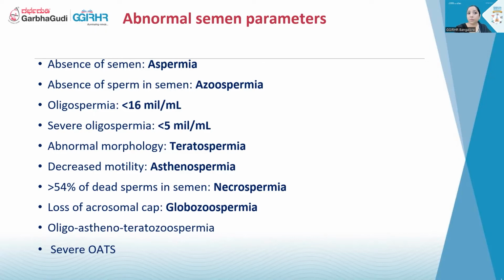Then if there is a decreased motility, you term it as asthenozoospermia. And if there are more than 54% of dead sperms, you can term it as necrozoospermia. And there are also some terminologies which are actually not in the WHO but commonly seen in semen analysis reports, such as globozoospermia. Here you will be able to assess the sperms, and there will be very less acrosomal or no acrosomal region, and most of the heads would be round in shape.